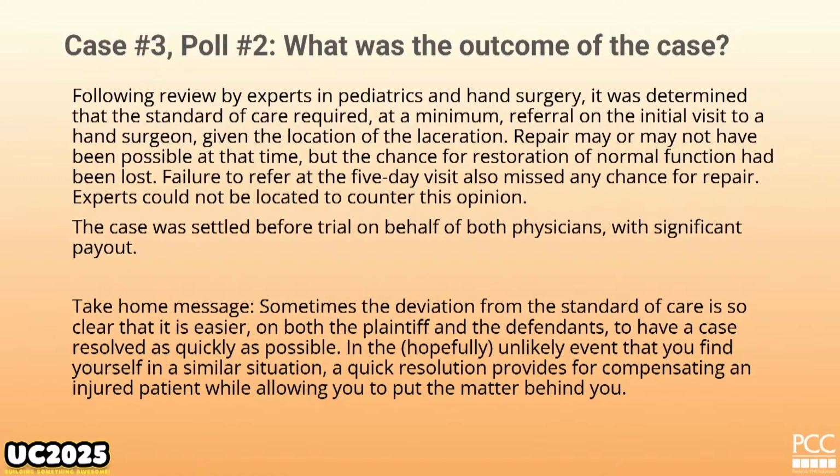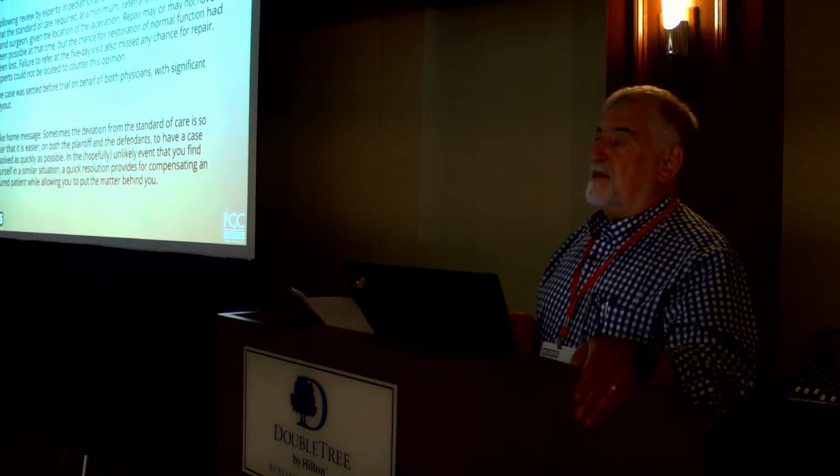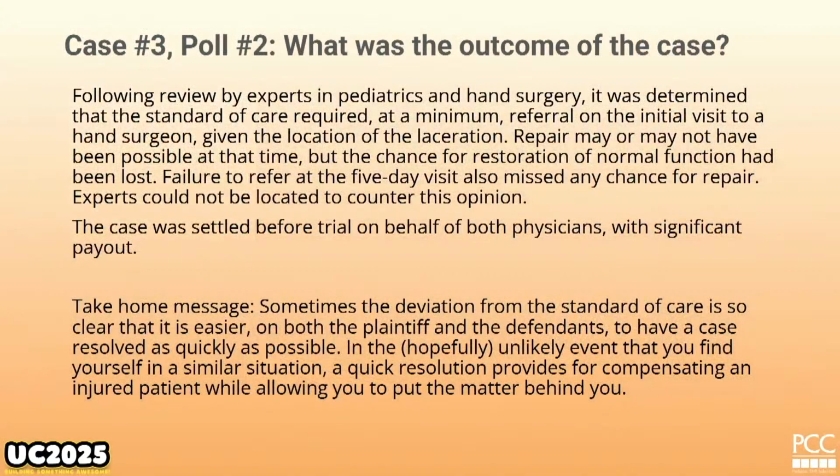And the defense attorney was unable to locate any experts, either in pediatrics or in hand surgery, who could counter this opinion. So the case was settled before trial on behalf of both physicians with a significant payout to this child, who now has a permanent disability on his dominant hand. And the take-home message for this case is that sometimes the deviation from standard of care is just so obvious that it's easier on both the plaintiff and the defendants to have a case resolved as quickly as possible.